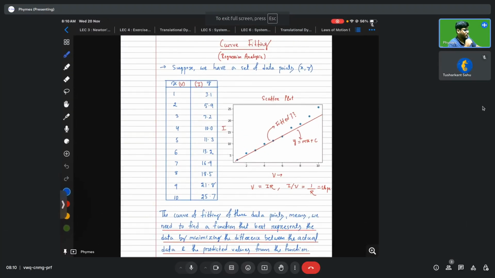Okay, so today we are going to learn about curve fitting, or otherwise known as regression analysis. Curve fitting is kind of similar to interpolation, but the concept is a bit different here. So let's understand what is curve fitting.